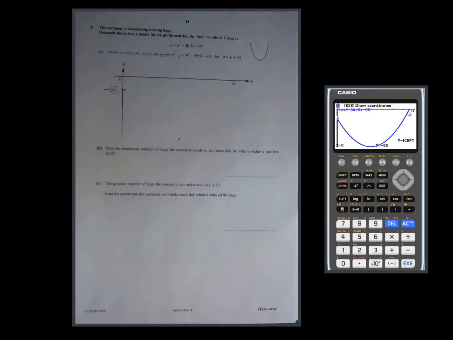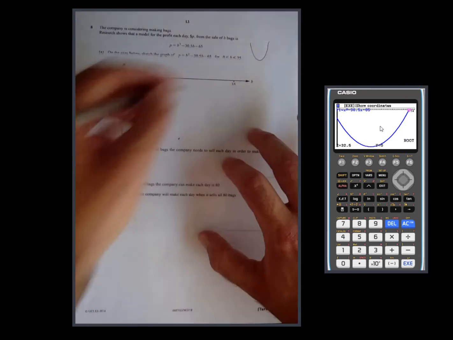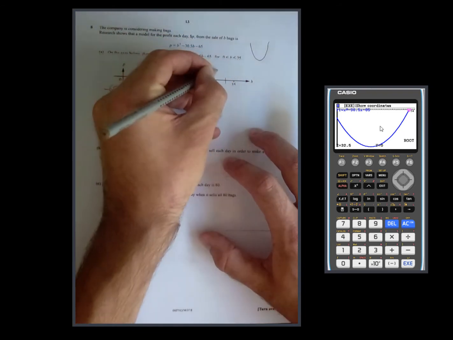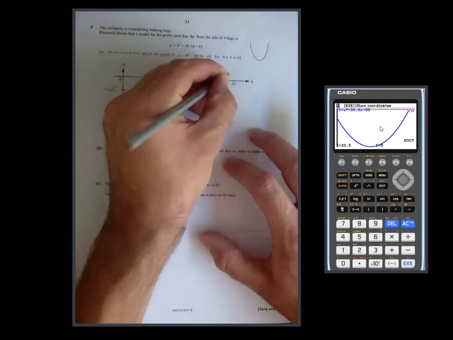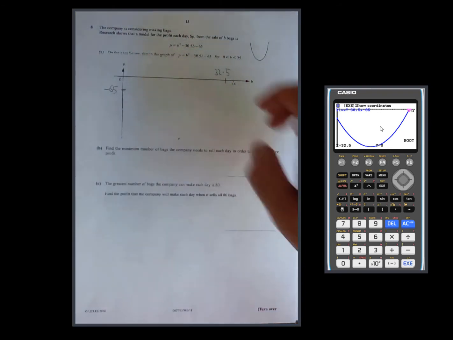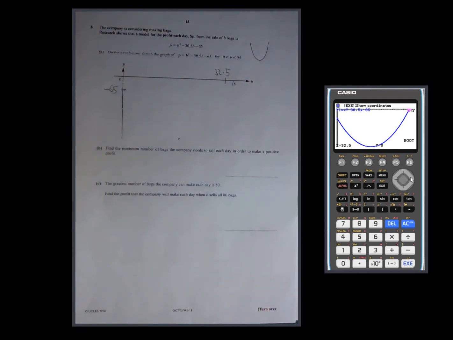And then I also want to know this x-intercept there. So Shift G solve. X-intercepts are called roots. So that is at 32.5. So somewhere over here, 32.5, something like that. And then, so I assume it probably goes up a bit, in which case I probably do want to see a bit more of the window.